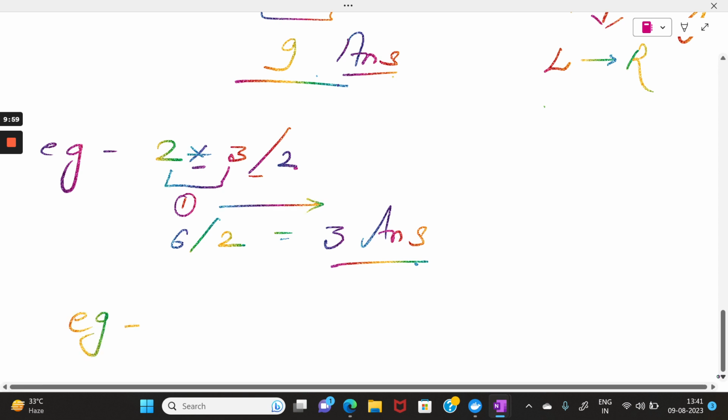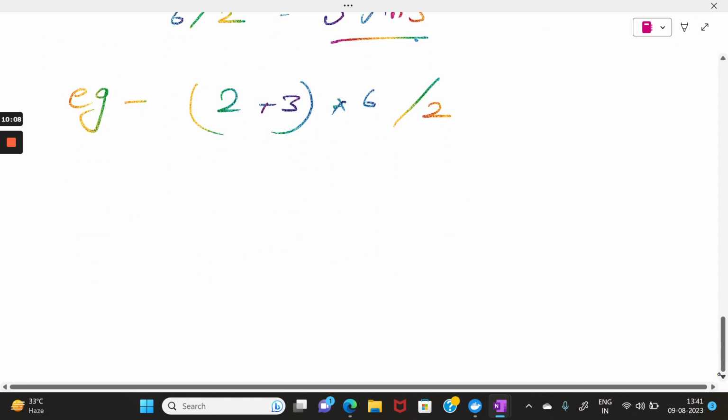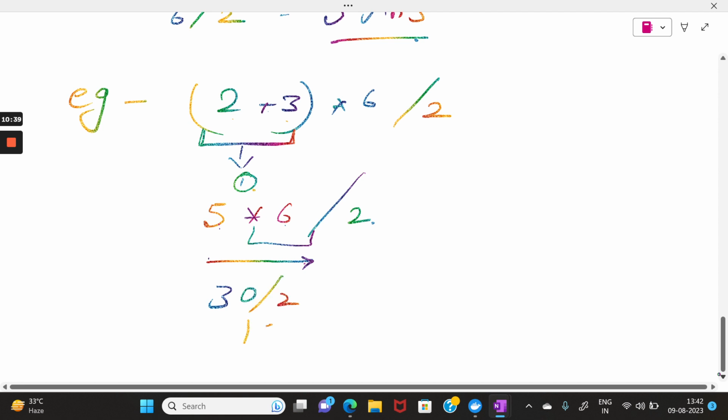Similarly, we have an example of 2 plus 3 in brackets, then into 6 and divided by 2. Again, first we have to look at the precedence. The bracket has higher precedence than any of the operators, so we do the bracketing operation first. So this will be 2 plus 3, 5, into 6 and divided by 2. Now these two have the same precedence, so we use the associativity feature and start the computation from left to right. Then it is 5 into 6, 30, divided by 2, and our answer is 15.